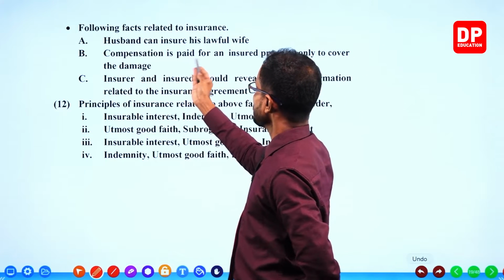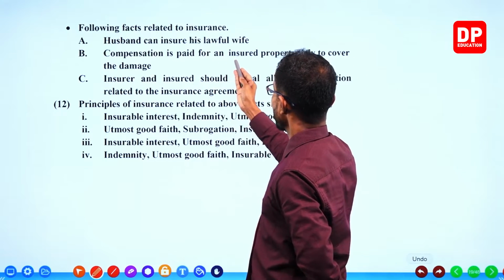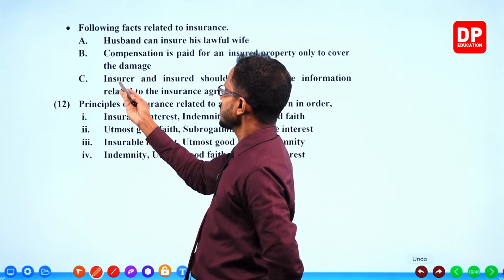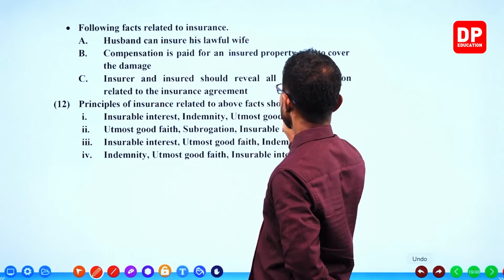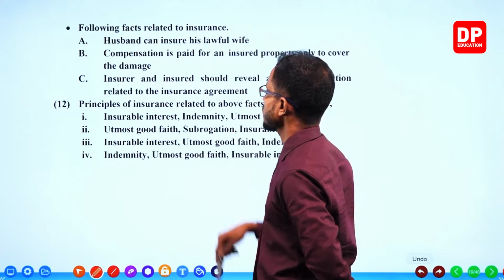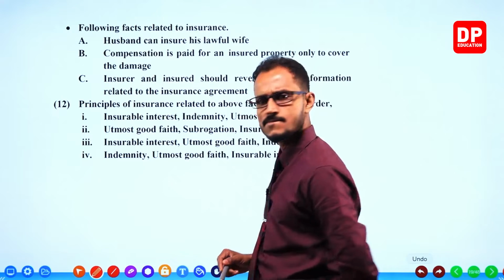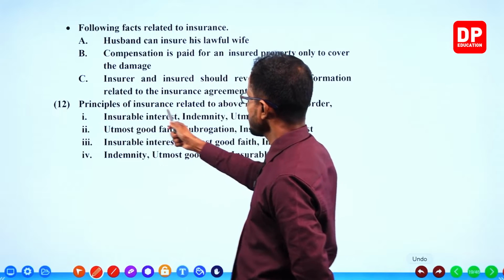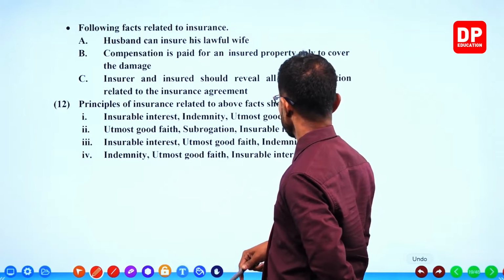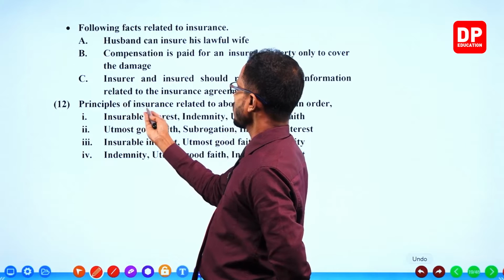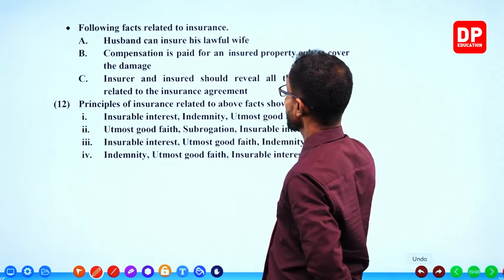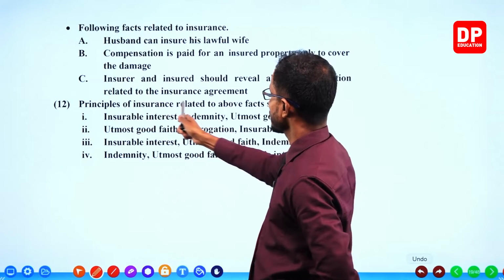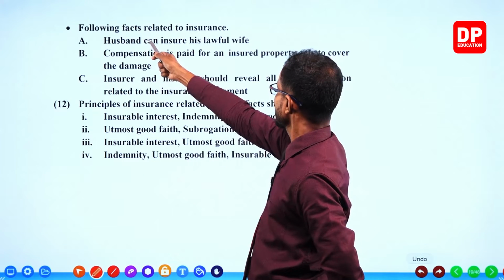Then compensation is paid for an insured property only to cover the damage. It is also true. Insurer and insured should reveal all the information related to the insurance agreement. Yeah, that is also true. What are they asking? Principles of insurance related to above facts, shown in order. What insurance principles are given out of these facts?